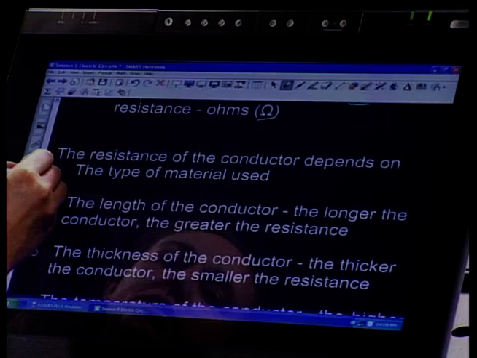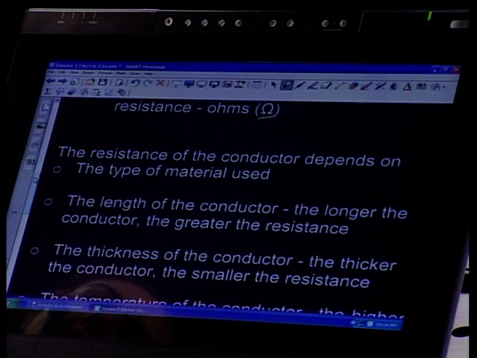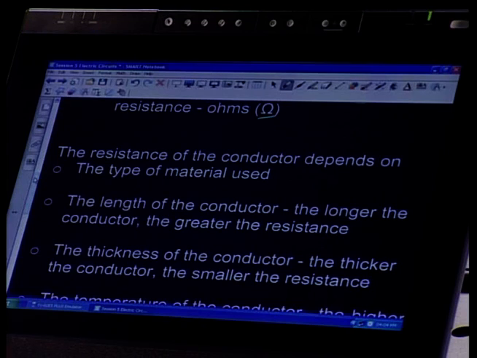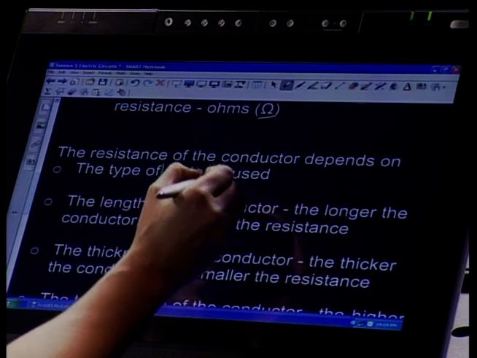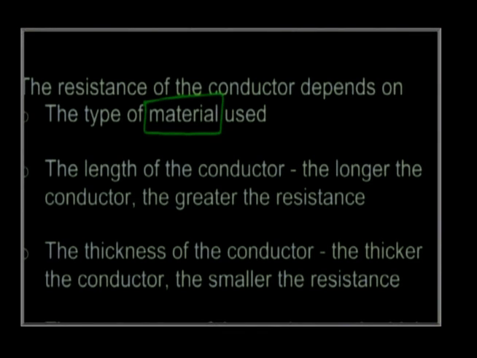As I mentioned, the resistance depends on 3 things. The type of material that is used. If we compare, for instance, nickel with gold, nickel has a very, very high resistance, whereas gold has an exceptionally low resistance. That means that gold would be the ideal conductor in our households. But unfortunately, as we know, gold is a little bit expensive, so we're sticking to copper in South Africa.